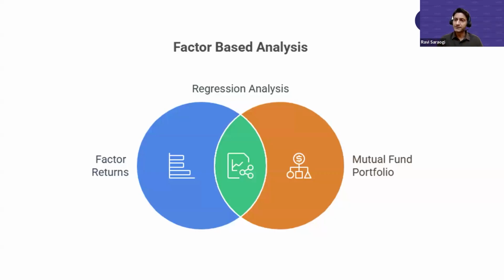So just keep in mind, you have factor returns from factor portfolios. Factor portfolios are stylized, illustrative, sample, hypothetical portfolios that are constructed to capture different stock attributes. On the other side, you have mutual fund returns, and you use the technique of regression to bring these two together and to get insights about the particular mutual fund scheme that you're interested in analyzing.